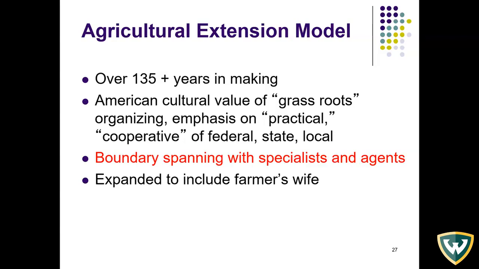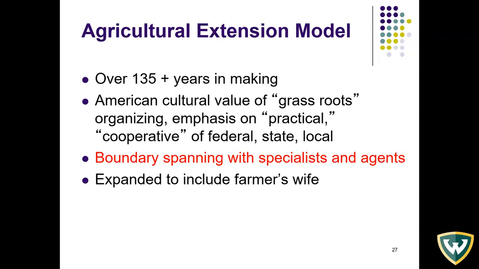So things like cover crops and planting the same crop for years. There was a lot of research into how to rotate crops, and the book talks a lot about the different types of fertilizer and weed sprays and things like that. And farmers needed to understand what was known and researched versus what was just word of mouth. So these extension agents were a very important part of this. Boundary spanning with specialists and agents.